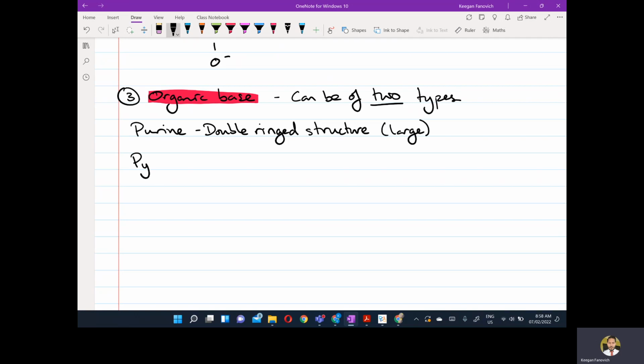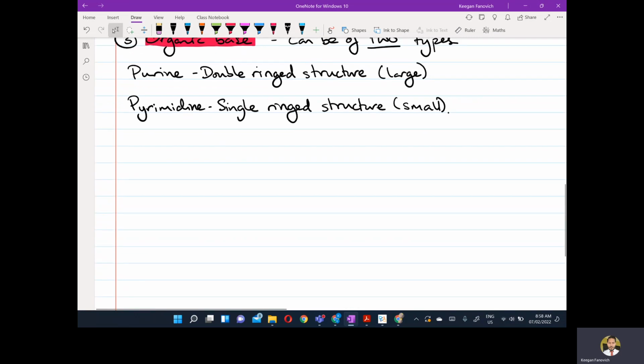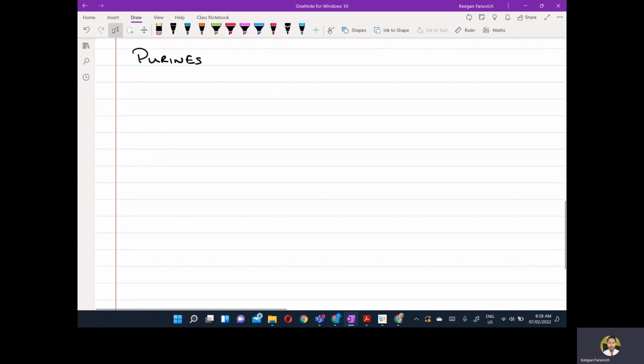And you have the other one, which is called pyrimidines. A pyrimidine is a single ring structure, and therefore, by comparison, it's small. So you have your purines and you have your pyrimidines. Now, to look at the structures a little bit more closely, your purines, for example, would look like this. They have this shape.